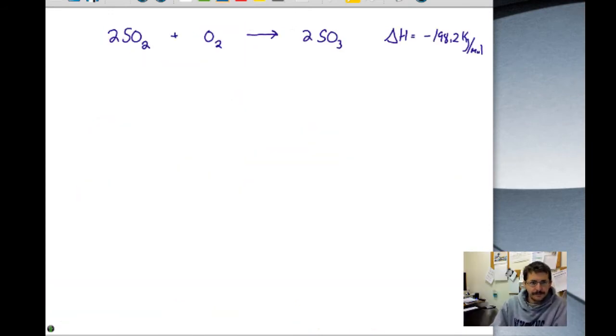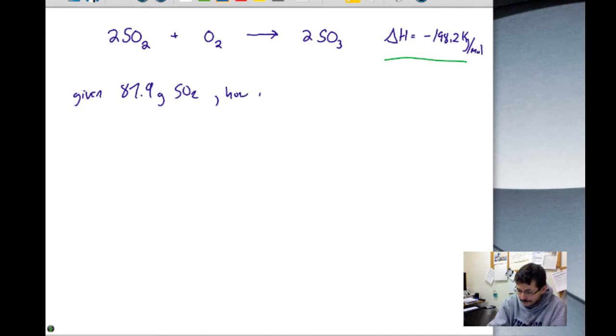So let's take a look at another reaction. And in this case, we have another exothermic reaction. We can tell this is an exothermic reaction because it has a negative enthalpy change. So, the question is basically, given 87.9 grams of SO2, how much heat is absorbed or lost, assuming complete reaction?